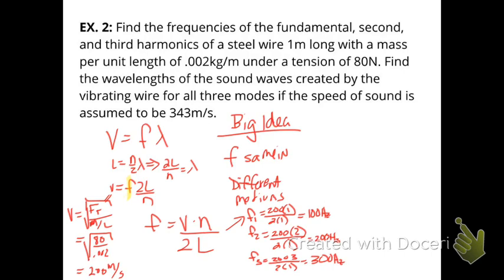Now we're going to take those frequencies and find out what the wavelengths of those frequencies are in sound. So for part 2, same idea, velocity is equal to frequency times wavelength. We have our velocity this time, so we don't have to do any fancy math for it. We're dealing with the lengths of the string.